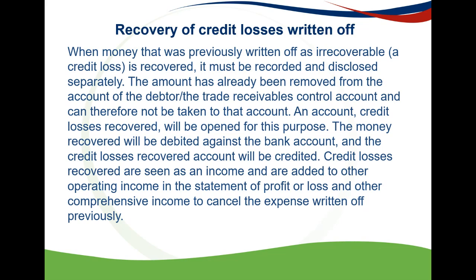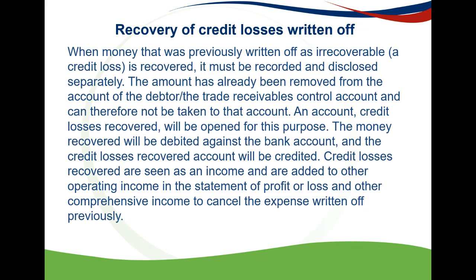So in those cases, you are going to receive that amount that you previously wrote off, but you need to record it differently. The amount has already been removed from the account of the debtor and the trade receivables control account, and can therefore not be taken to that account. An account, credit losses recovered, will be opened for this purpose. The money recovered will be debited against the bank account. Your asset will increase, so you debit your bank account, and the credit losses recovered account will be credited. So that's going to be an income.